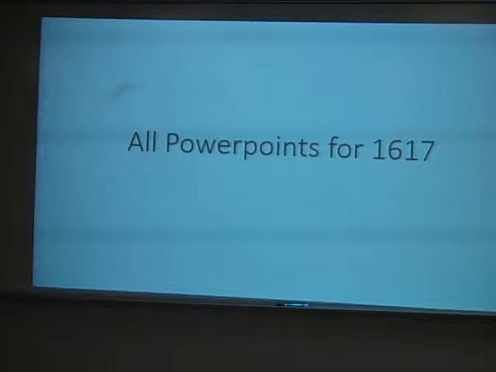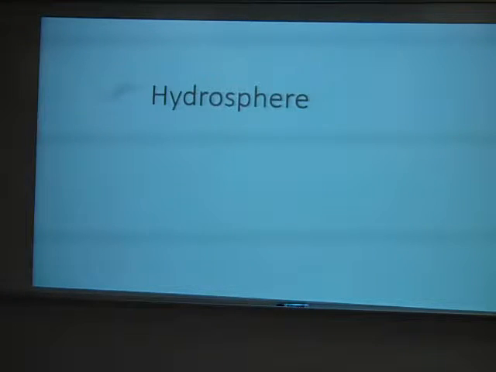So we started off Unit 1, which is the physical Earth, which is made up of the hydrosphere, atmosphere, and lithosphere. These are all the non-living components of the Earth. The hydrosphere is all the water of the Earth, of course.